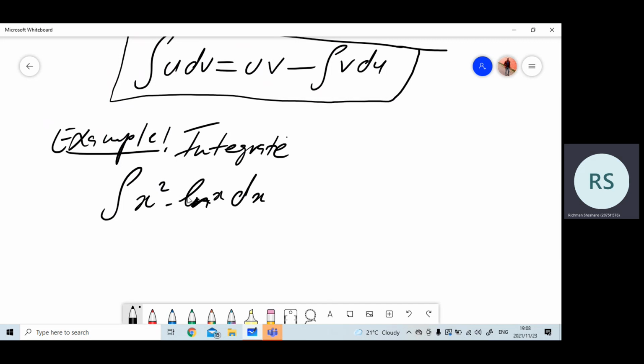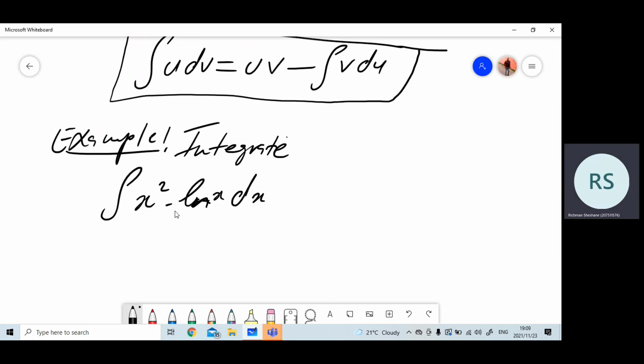To evaluate this integral, you can't use your Maths 1 standard integrals. There's no standard formula to evaluate these integrals. You don't have a product of x squared times ln x. But because now you know integration by parts is used to evaluate the integrals of a product of two functions, we can use this formula, integration by parts, to evaluate such integrals.